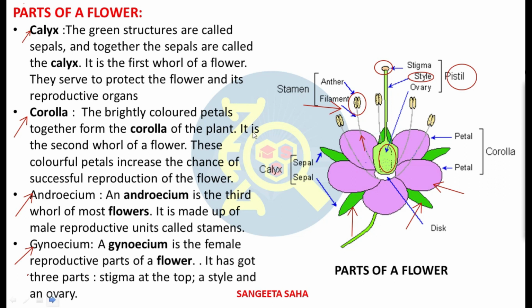This constitutes the pistil. What is the function of the stigma? This stigma actually receives the pollen grains from the male reproductive part, and this pollen grain passes through the style and reaches the ovary, and this is the site where the fertilization takes place, that is the reproduction takes place and a new individual is formed. This is all about the different parts of the flower.